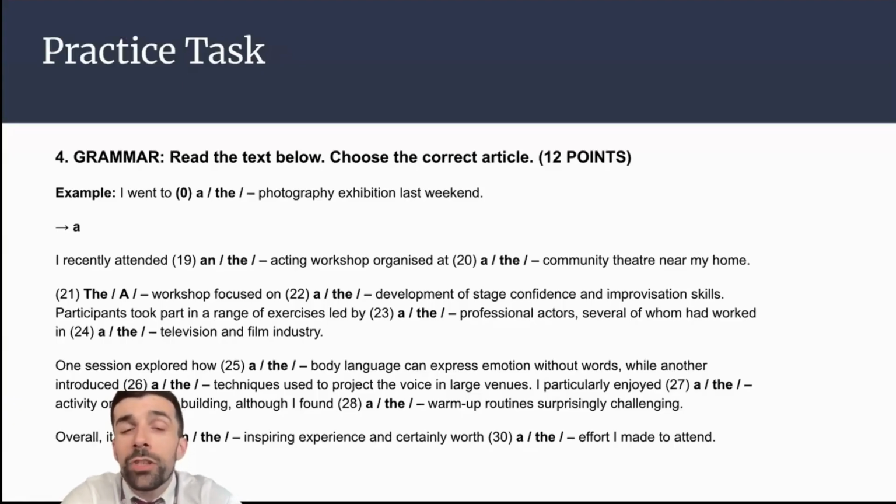This content point will be checked via an activity like the one here. You will be given a short article or a short piece of text, and you will need to choose the correct article in each gap. We have an example done for us. I went to A, AN, THE, or nothing photography exhibition last weekend. Here the answer is A, because it's the first time we've mentioned it. Take 5 minutes, complete questions 19 through 30, and then we'll check.